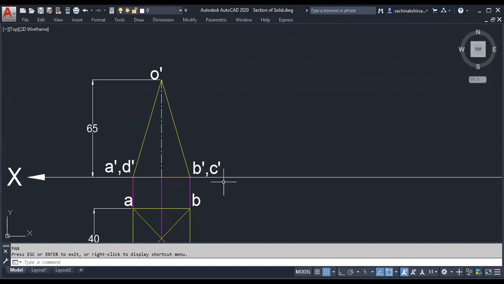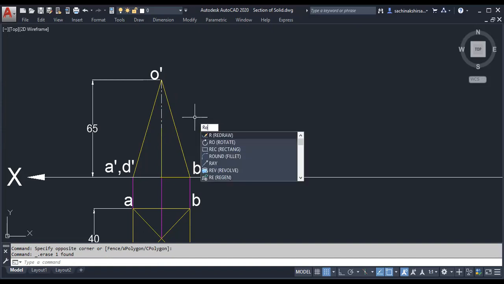You have to draw the midpoint of the axis. Suppose here it is the midpoint, or at what point will it be the midpoint? 32.5. Somewhere here. Yes, sir. The midpoint will be 32.5. So from that point we have to pass the cutting plane. How should we pass the cutting plane? It should make how much angle with HP? 45.